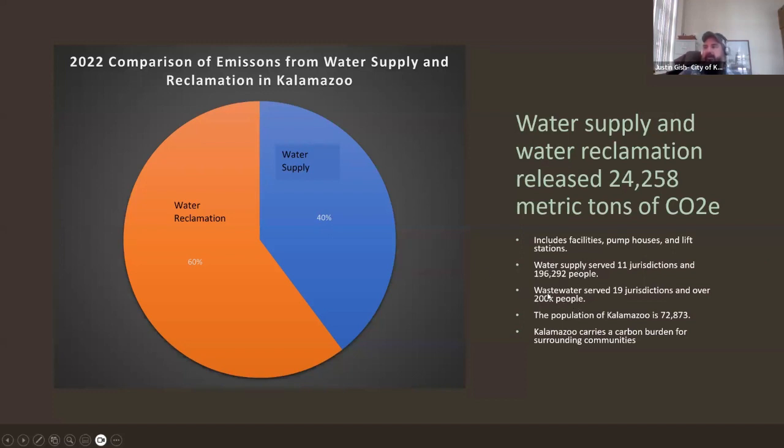Same with wastewater. It's 200,000 people we provide services to, and we're just about 73,000 people. So again, when you're looking at these things, other municipalities can count their numbers, and they might look a little bit better. It's because someone else is kind of stuck with the bill. The buck stops here as far as wastewater goes and water supply.